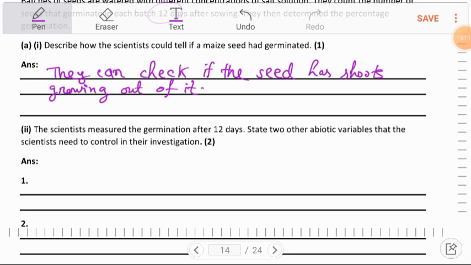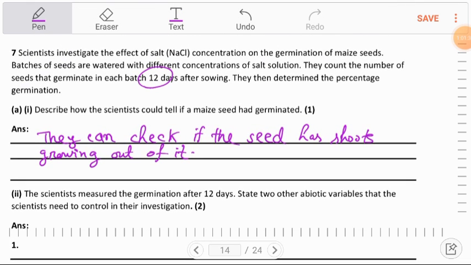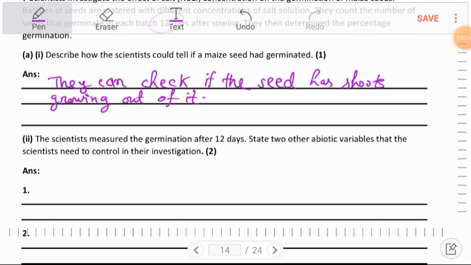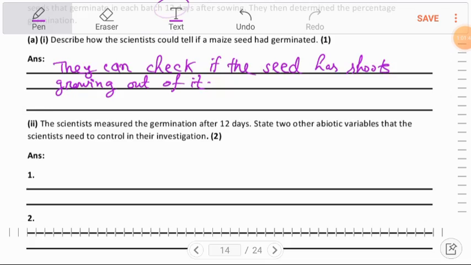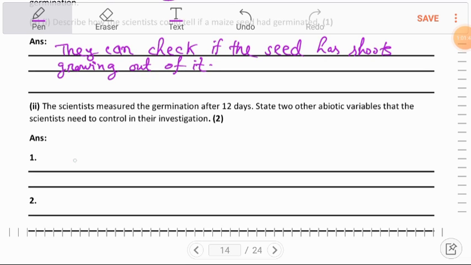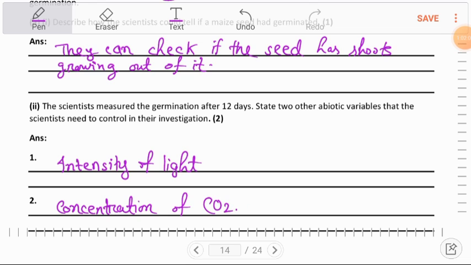Abiotic means environmental conditions. As it is related to plants, and plants always have to photosynthesize, the different factors for photosynthesis are light intensity, pH of the soil, carbon dioxide concentration, and oxygen concentration. Also, as this is an investigation between concentration of salt and germination, volume of salt would also be a factor. As it says only two factors, we can just go for intensity of light and concentration of carbon dioxide. Part A2 is done.